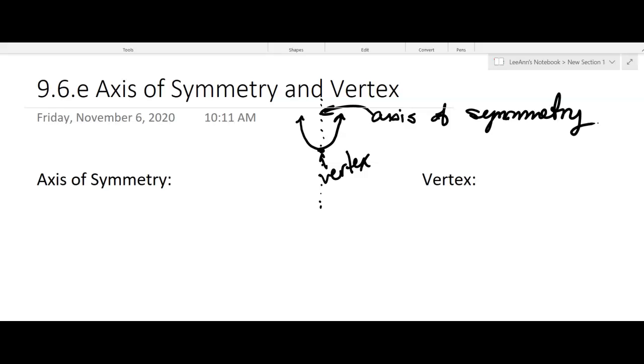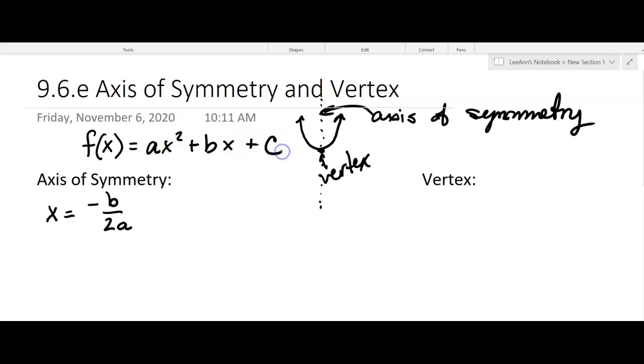Well, it's going to be a line. And so it's going to be x equals the opposite of b over 2a. That's how you find the axis of symmetry. Now remember, this is for a quadratic function in general form, ax squared plus bx plus c. So kind of like when we're working with the quadratic formula, but it's just a little piece of the quadratic formula, I guess. Okay, so that's how you find the axis of symmetry.